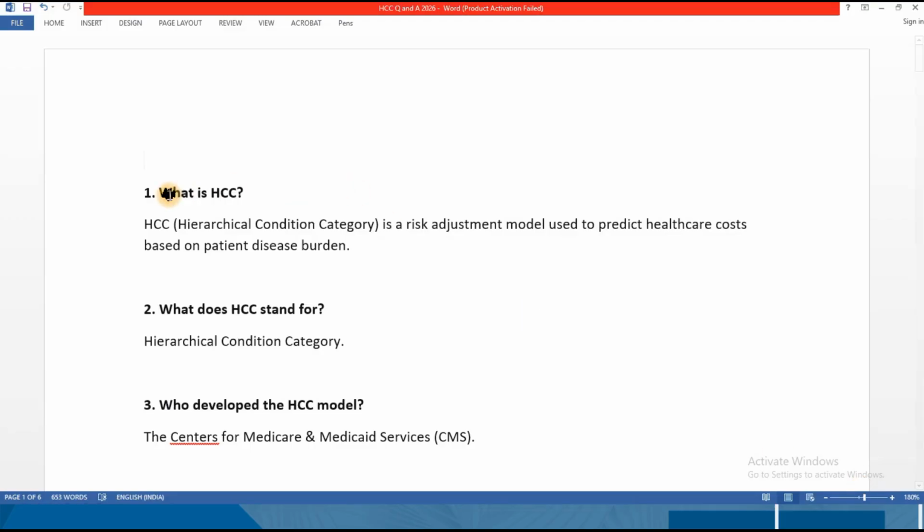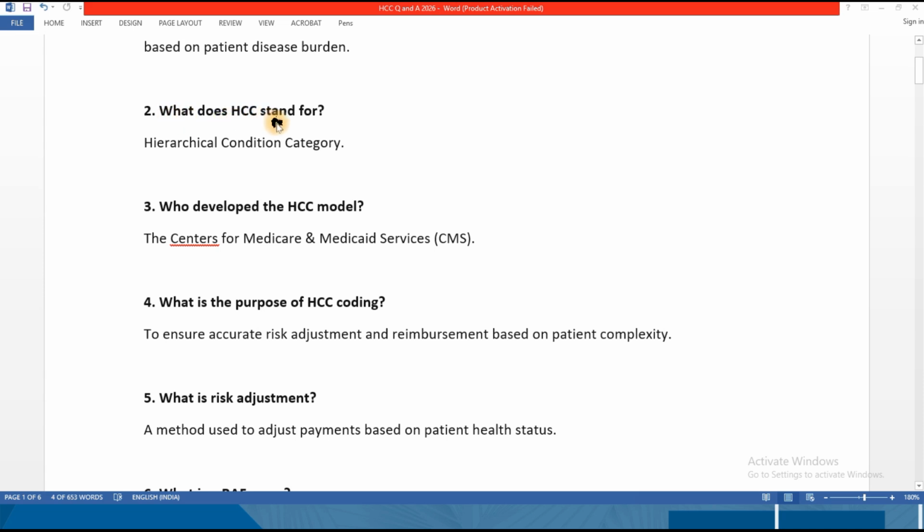So our first question is, what is HCC? HCC means hierarchical condition category, a risk adjustment model used to predict healthcare costs based on patient's disease burden. If the patient has less disease, there is less risk adjustment. If the patient has more disease conditions, the patient has more risk adjustment costs. So it is based on patient's conditions. Less disease, less cost. More disease, more cost.